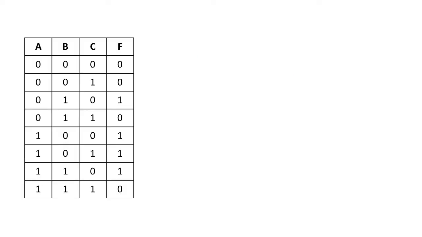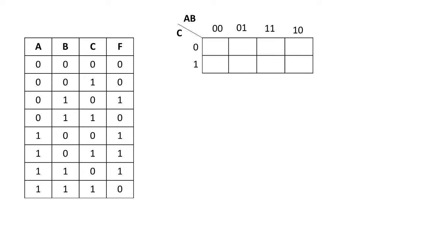Now let us understand the K-map using this truth table. The truth table is given here. We can observe A, B, C. There are 3 inputs and F is the output. Now we are going to draw a K-map for it.